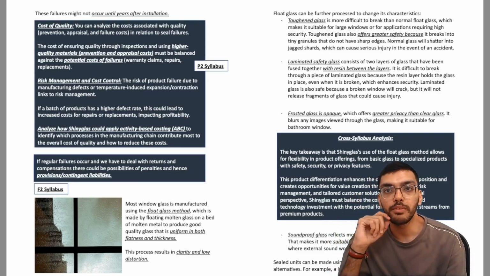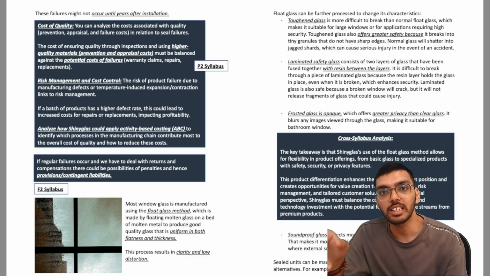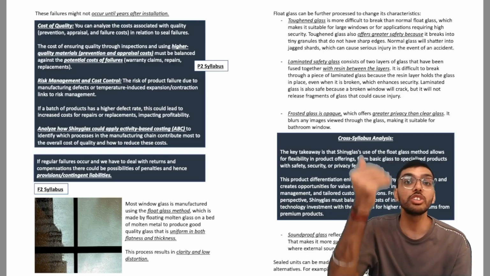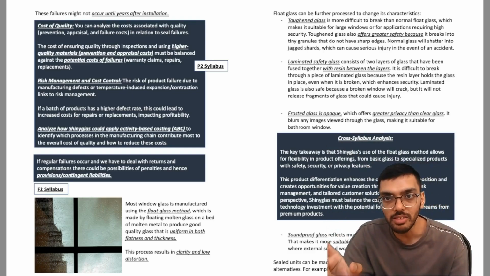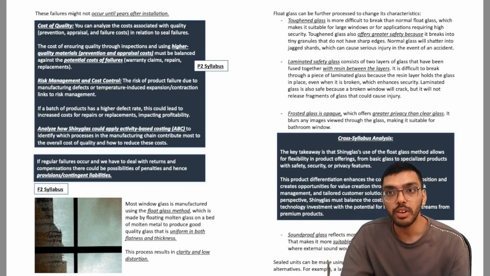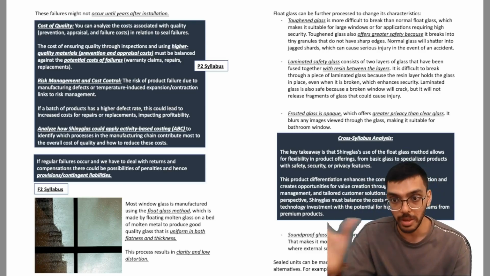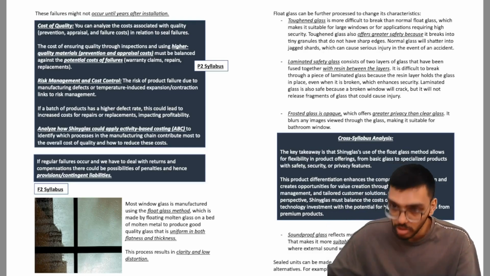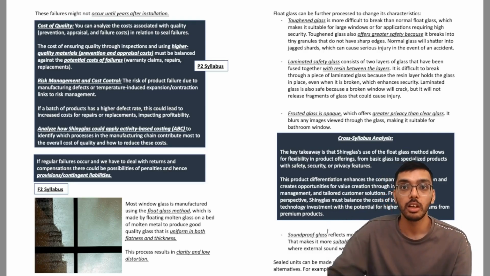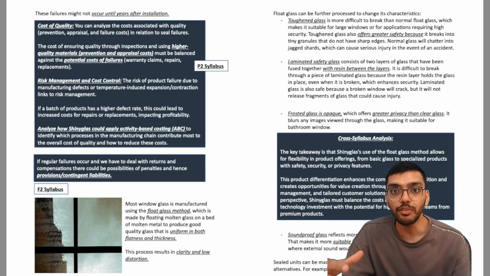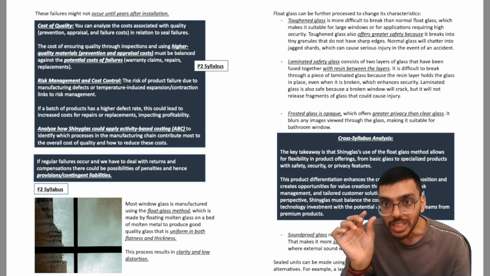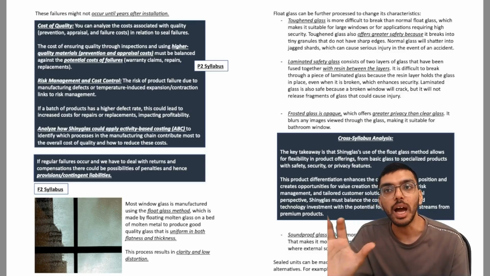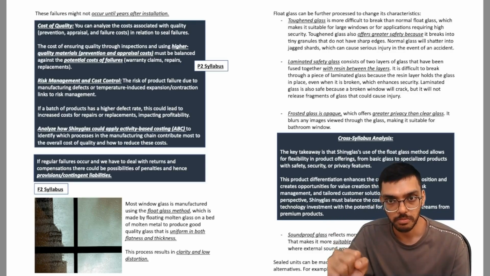Float glass can be further processed to change its characteristic. This float glass you can change to toughened glass. It is more difficult to break toughened glass and it's suitable for large windows where security is paramount, like if you're a bank or a commercial organization on a busy street. Toughened glass offers great safety because it breaks into tiny granules that do not have sharp edges.